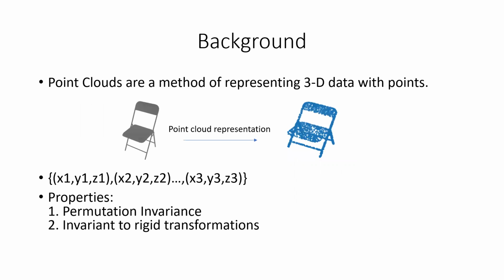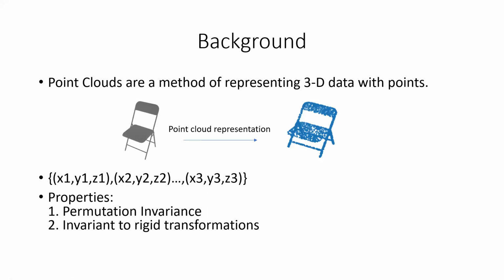For those of you who are not aware, point clouds are a way to represent 3D data with points. So let's say there is this chair. In a 3D model, it would be like a mesh or something. And with point clouds, you're literally just sampling the mesh at different points. So it gives you a set of x1, y1, z1, x2, y2, z2, x3, y3, z3, till n points. That depends on how densely you sample it.